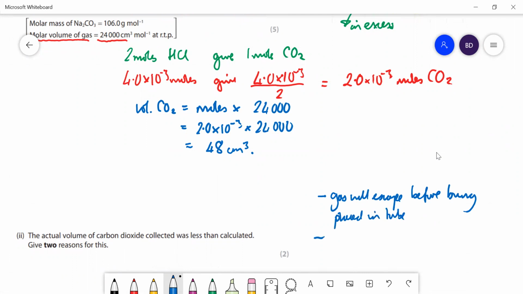And also carbon dioxide is reasonably soluble in water. And you've got aqueous hydrochloric acid in the tube there, so a little bit of CO2 will dissolve in the hydrochloric acid in the tube until it's formed a saturated solution. Then the rest will be gas.